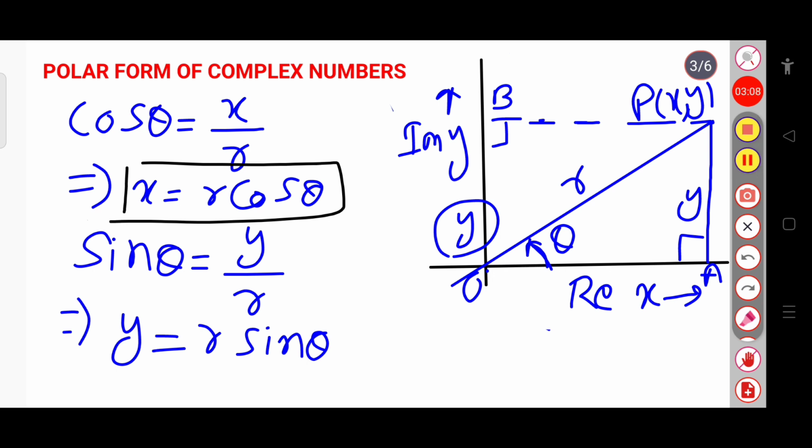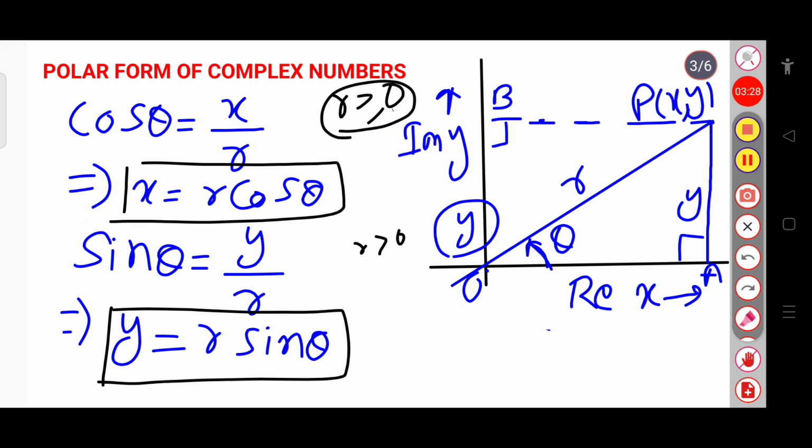Here, if we imagine that r is the radius vector, this r must be greater than 0. Actually it may be 0, so r may be greater than or equal to 0, but here we consider r greater than 0. So x equals r cos theta and y equals r sin theta.